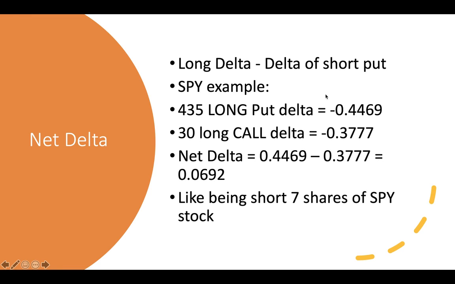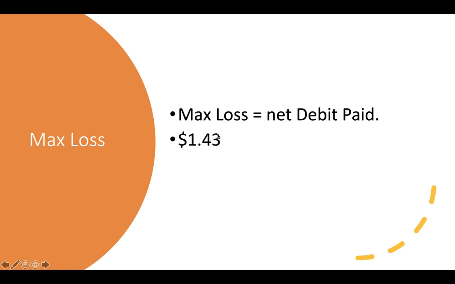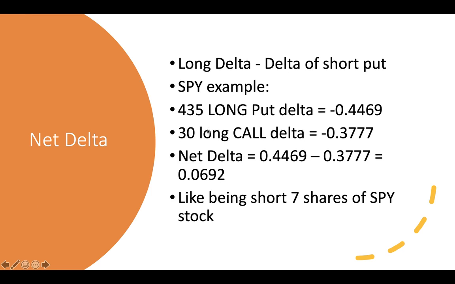Another thing we can go over is the delta of the put spread. We can show it right here. The 435 put delta is negative 44.47, and then we're short the 430 put, whose delta is about 37. So overall you subtract the two and you get a net delta of about 7, so it's like being short 7 shares of SPY. This is a little more advanced topic, and I know I have some typos there.